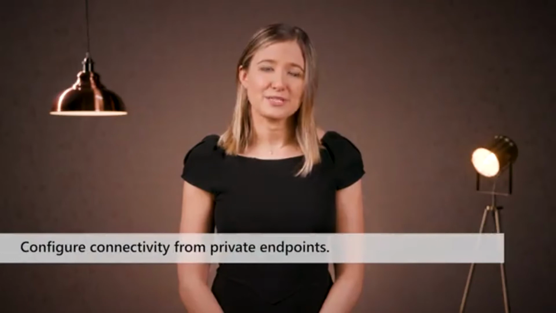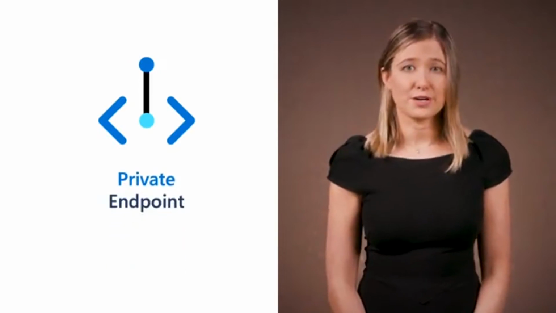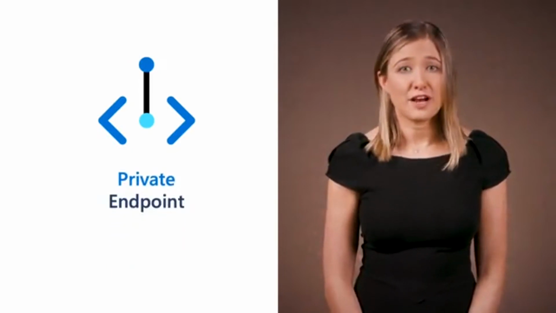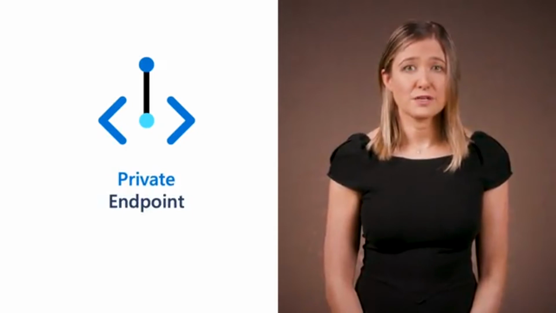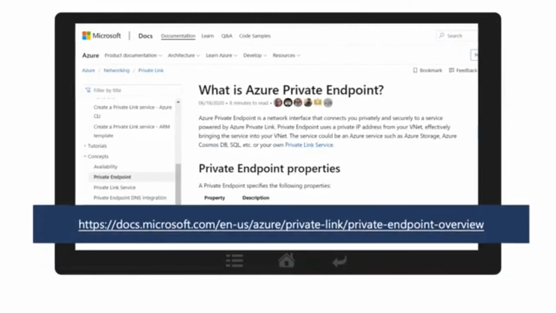Azure Private Endpoint is a network interface that connects you privately and securely to a service powered by Azure Private Link. Private endpoint uses a private IP address from your virtual network, effectively bringing the service into your virtual network. The service could be a Microsoft Azure service, such as Azure App Service, or your own private link service. For detailed information, read, "What is Azure Private Endpoint?" There is a link to this document from the additional readings at the end of this lesson.